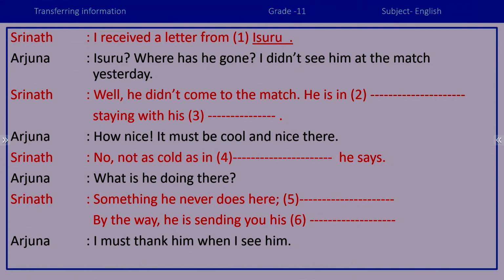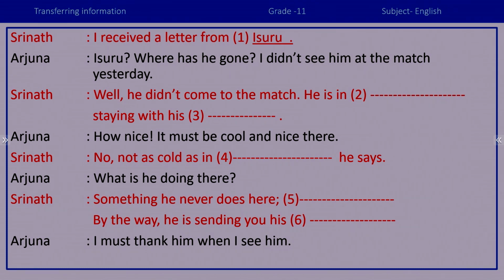Then Arjuna: Isuru, where has he gone? I did not see him at the match yesterday. Then Srinath: Well, he did not come to the match. He is in, staying with his, remember, what you are staying with whom? Arjuna: And how nice, it must be cool and nice there. Srinath: No, not as cold as in his place. Now, you can understand what kind of word should be there.